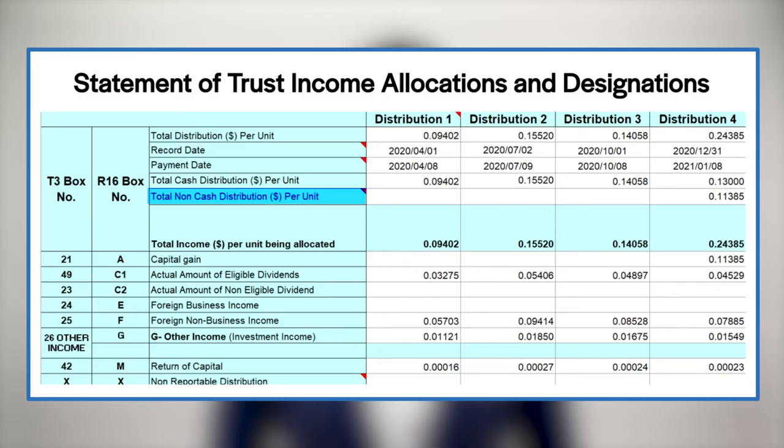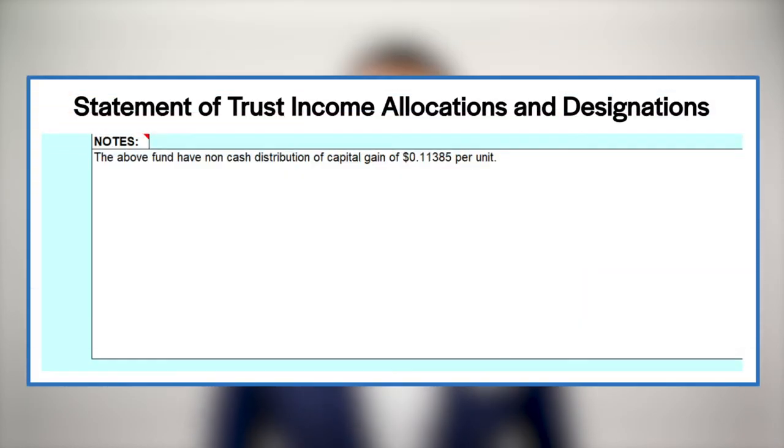Each reinvested distribution will be multiplied by the number of units of the ETF held on the record date, and then added to the ACB. In this example, there was a single 2020 VGRO reinvested distribution of $0.11385 per unit. In the notes section of the spreadsheet, Vanguard also indicated that this particular non-cash distribution was made up entirely of capital gains.